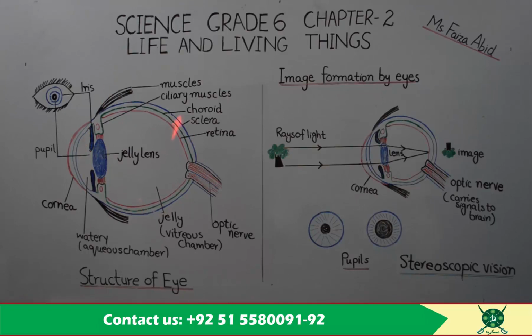The second layer, we call it the choroid. It bends in the front portion to form the iris. The iris is the colored portion of your eye. As we know, some people have black eyes, some have blue eyes. So that is the colored portion of your eyes. And there is a small hole in the iris. We call it the pupil, so that light can enter inside our eyes.